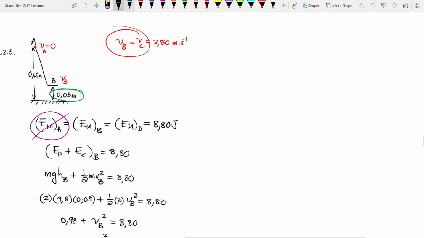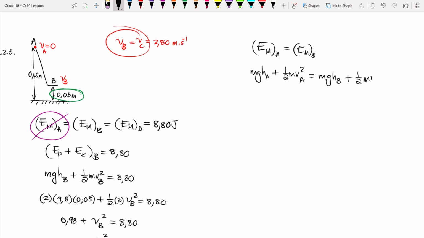the EM at A is equal to the EM at B. Therefore, I'll just write it out, mgh at A plus half mv squared at A is equal to mgh at B plus half mv squared at B. So I write this out like this if I don't already have the mechanical energy of one of the points. Now I did have it, so I could just write 8.80 instead of writing out all the terms for A. But I can do this as well. There's nothing wrong with doing this.